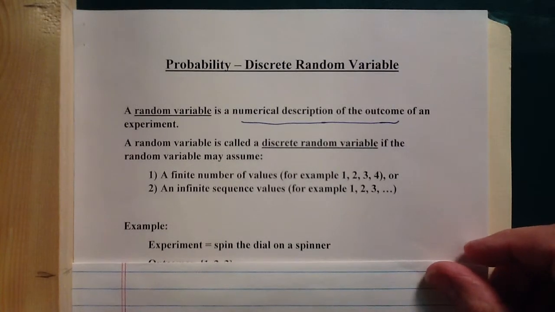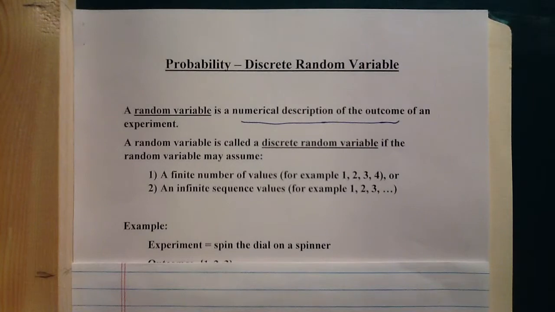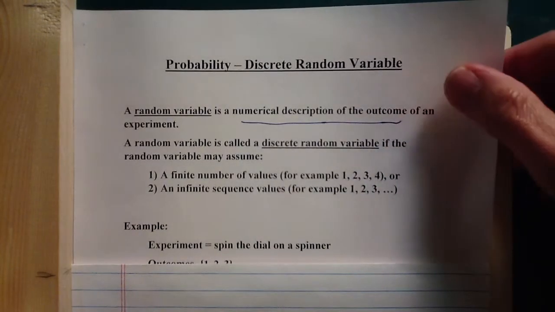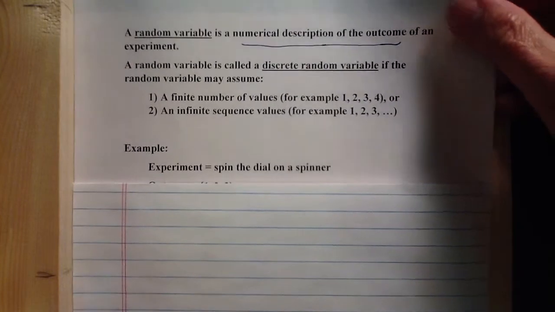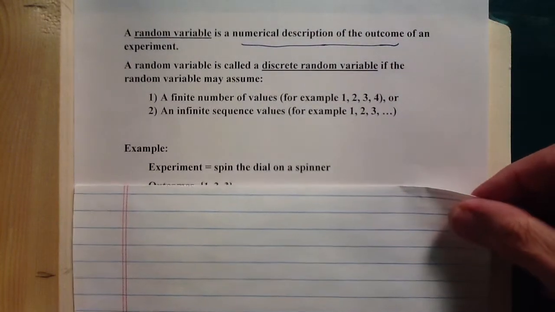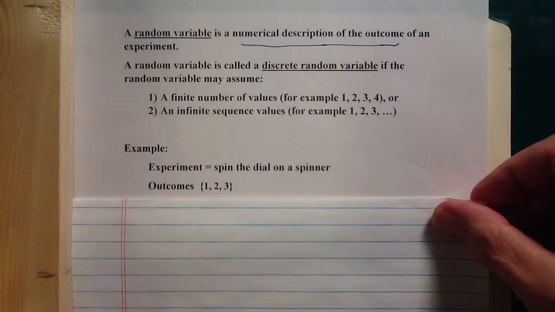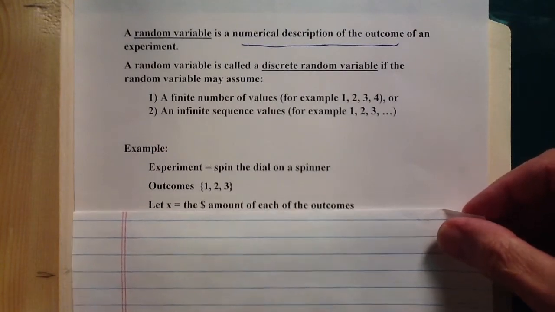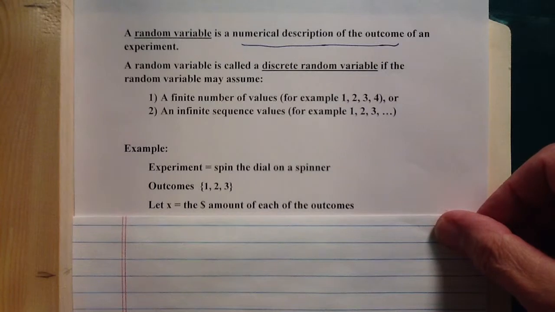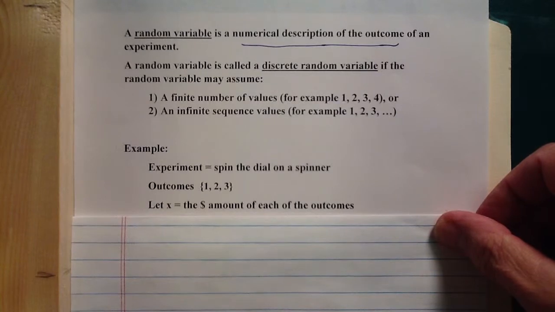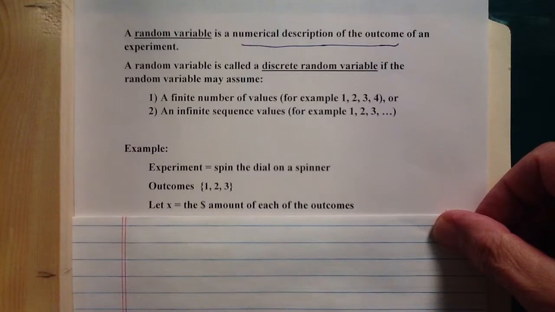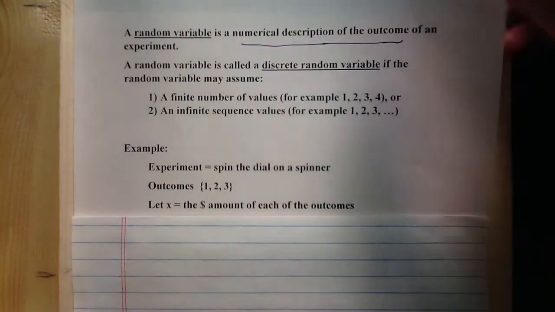Let's take our first example. This example says we have a spinner, and we're going to do an experiment called spin this dial on the spinner. Now, there's only three possible outcomes, 1, 2, 3, and we're going to let x equal the dollar amount of each of the outcomes. So x is a variable because it could take on different values. It's random because we don't know what the spinner is going to land on. And it's discrete because there's only three possible outcomes.